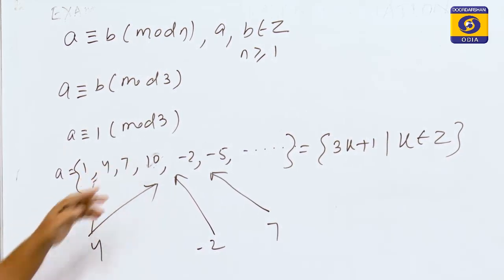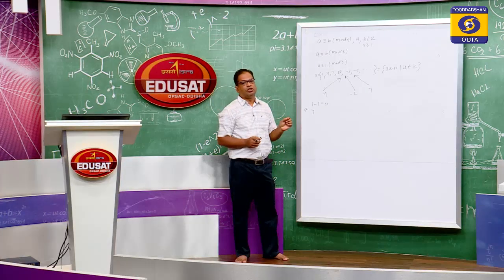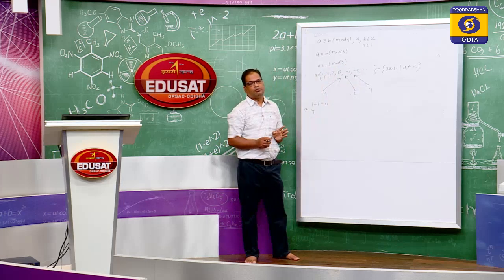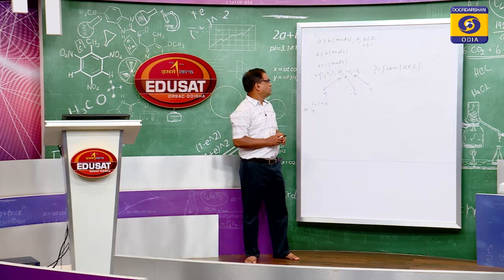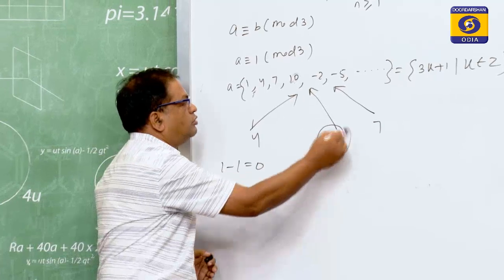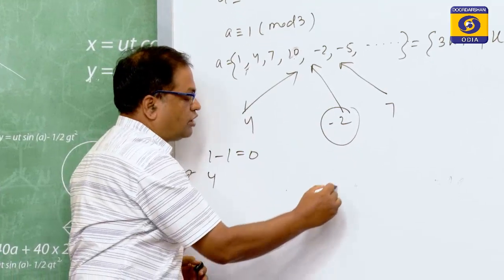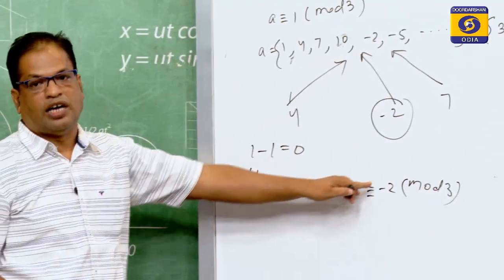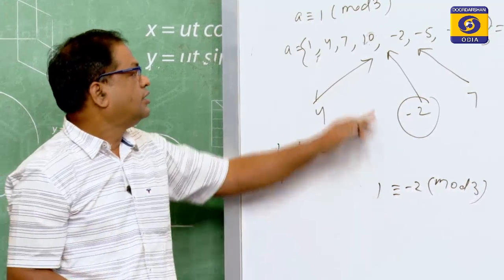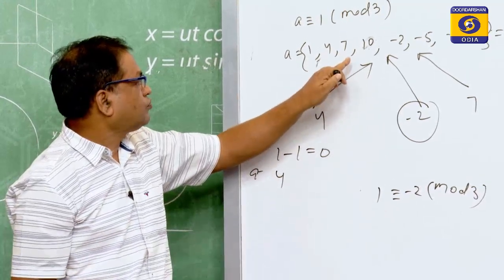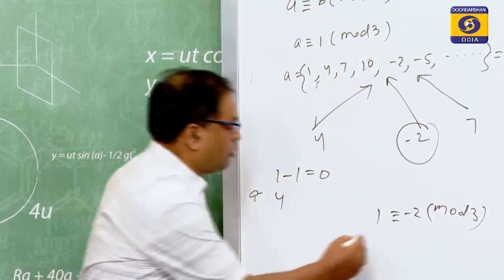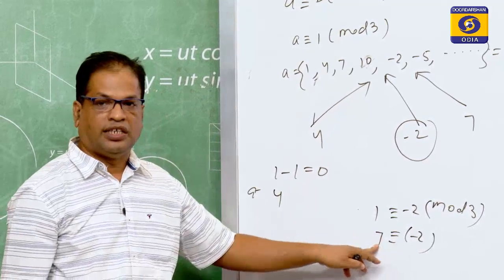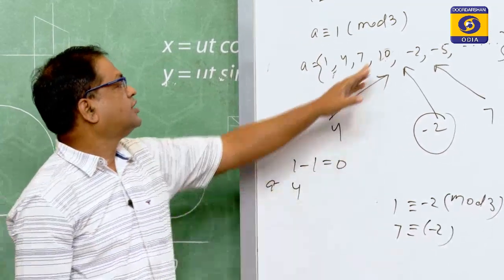Actually, you see between any two such integers, the difference is always a multiple of 3. If it is mod 4, the difference will be a multiple of 4. If it is mod 5, the difference will be a multiple of 5. Now, suppose you want to find the set of integers which are congruent to minus 2 mod 3. Then this will also include 1, because 1 minus of minus 2 is 3, then again 7. 7 is also congruent to minus 2. So, 7 minus of minus 2 is 9, 9 is also divisible by 3. So, you will get the same set.